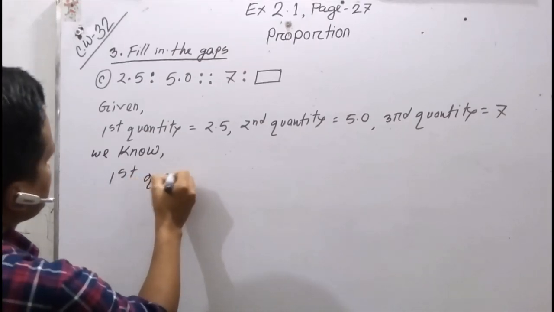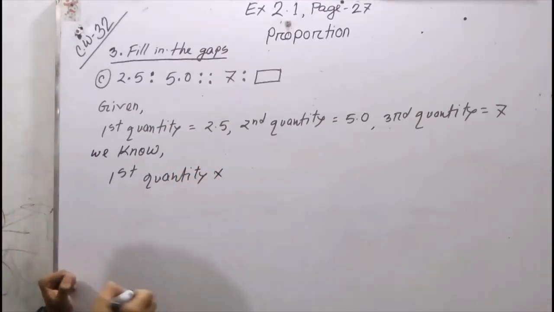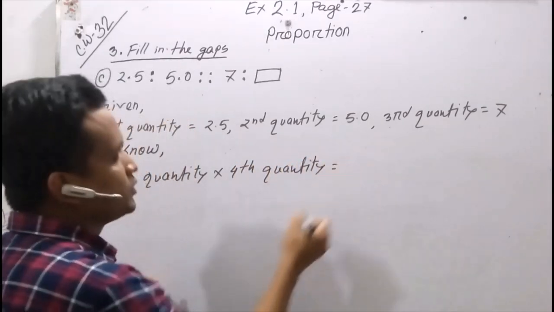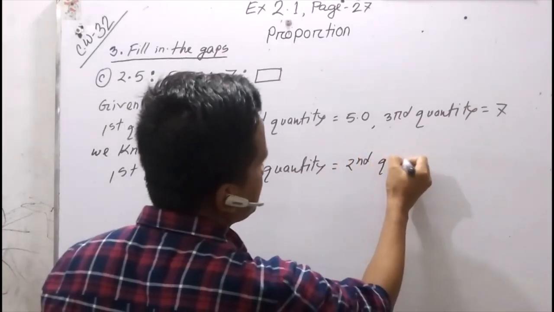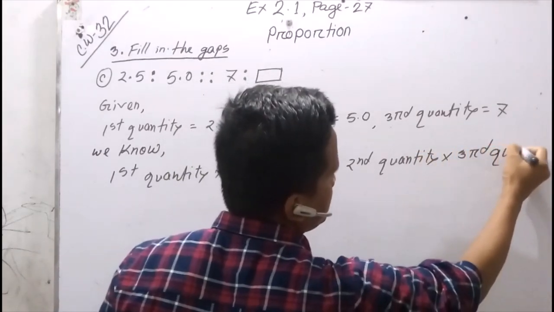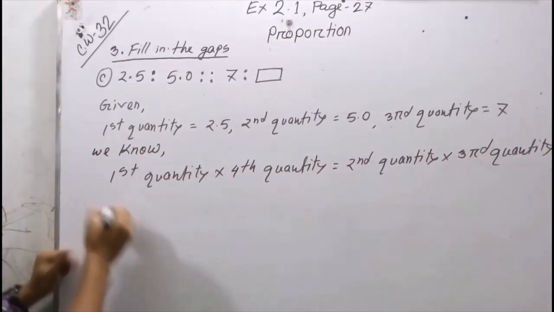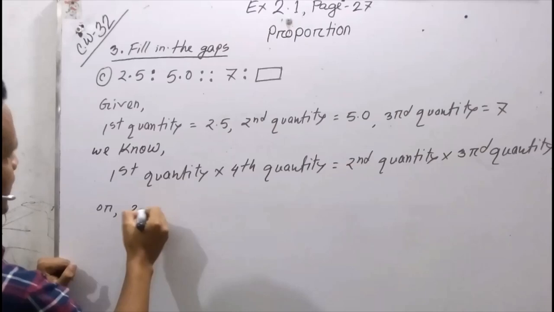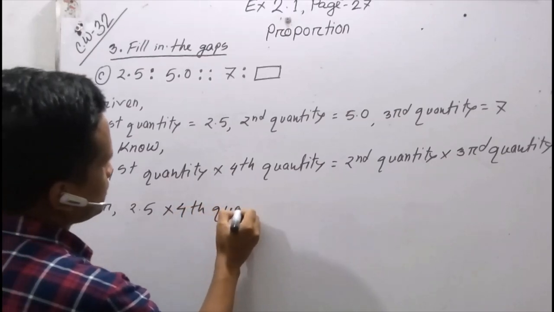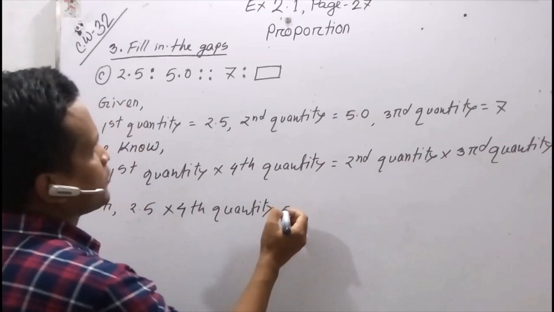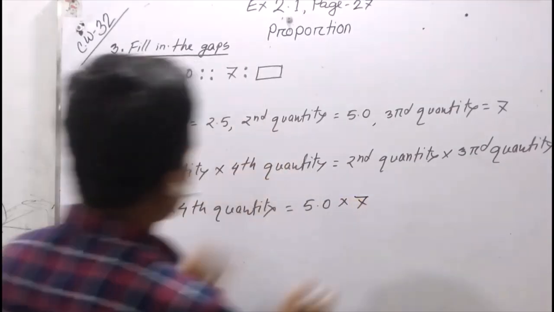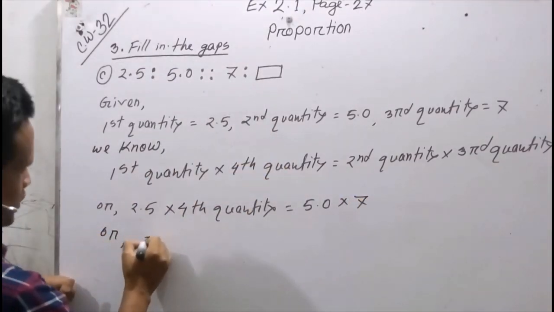So first quantity into fourth quantity is equal to second quantity into third quantity, right? So now just put the values. First quantity here given 2.5, fourth quantity we have to find out, so just write fourth quantity is equal to second quantity here given 5.0, and third quantity here 7.